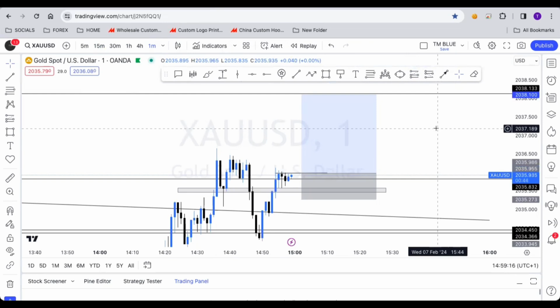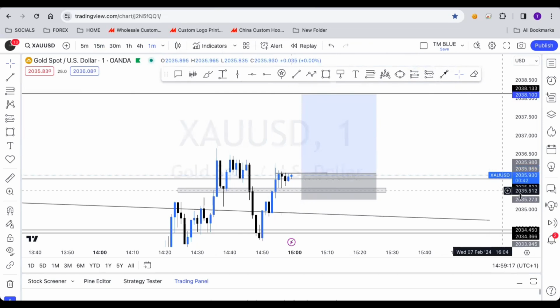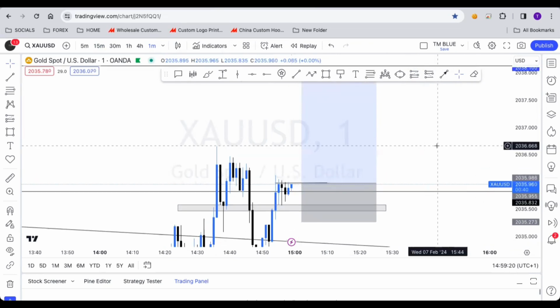All right, that is the presence of an inverse hammer. We could enter here, but I'm just waiting 1 more minute to see what happens here. This is looking like a very good setup. This is a very good setup. Very, very good setup.